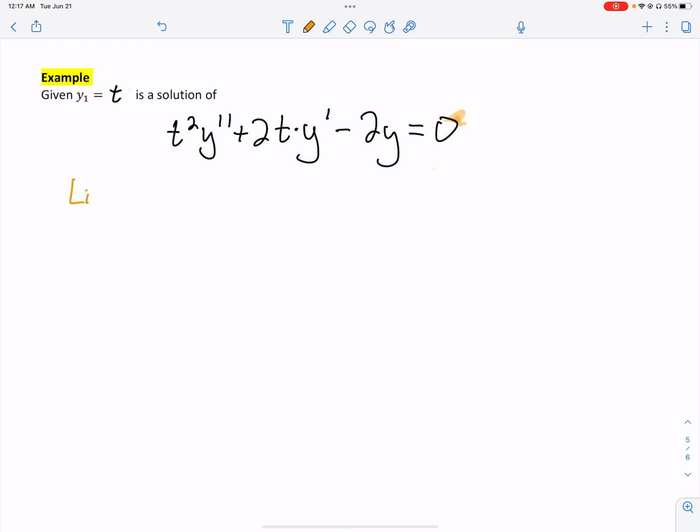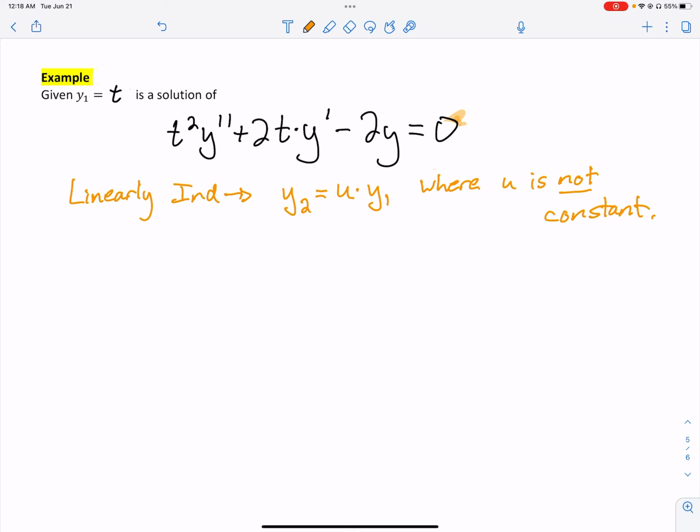Remember, since they are linearly independent, this tells us that y sub 2 is going to be expressed as some function u of x times y sub 1, where u is not constant. Because if u was a constant, it would no longer be independent, it would be dependent. We are basing this whole method on that y sub 1 and y sub 2 are linearly independent solutions to this homogeneous ODE.